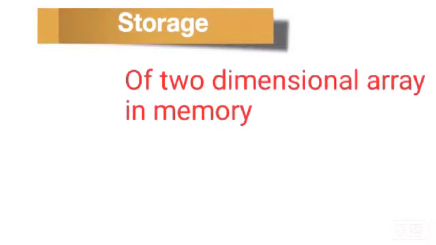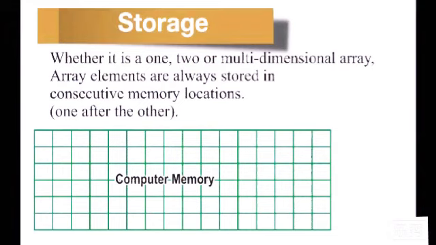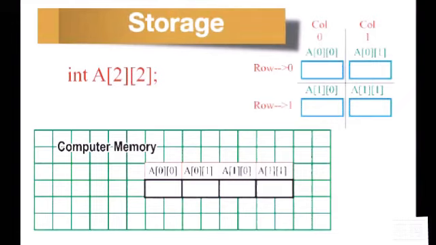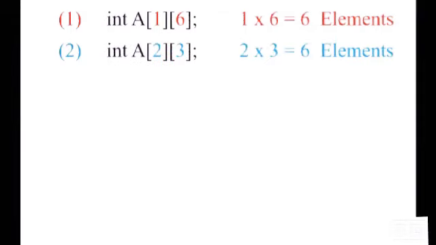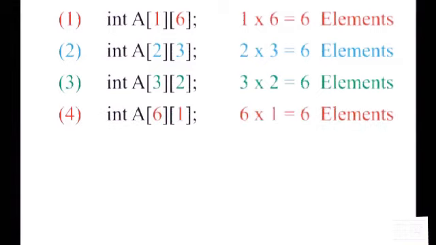Storage of array elements in memory. Whether it is a 1, 2 or multi-dimensional array, array elements are always stored in consecutive memory locations, one after the other. It means that memory does not contain rows and columns. Consider the declarations integer a of 1 by 6, integer a of 2 by 3, integer a of 3 by 2, integer a of 6 by 1.